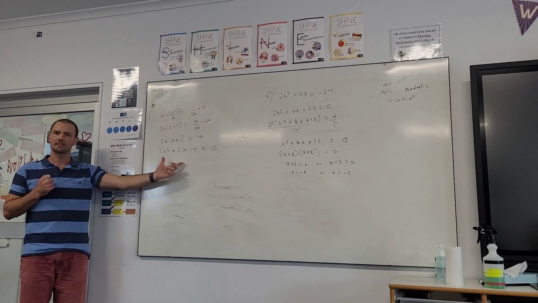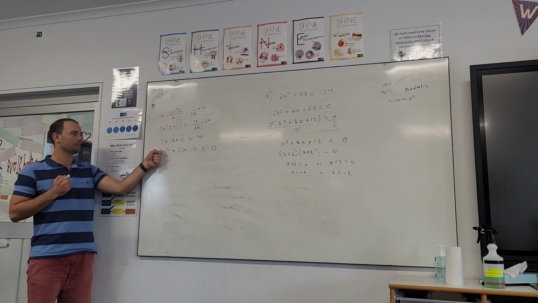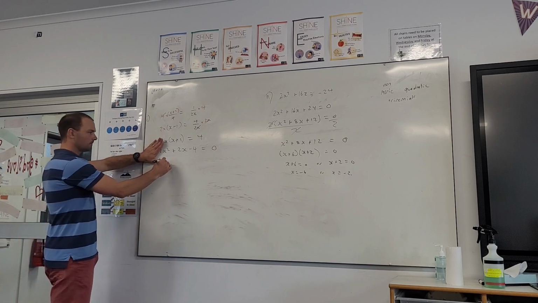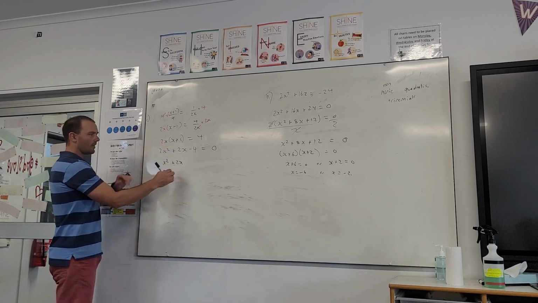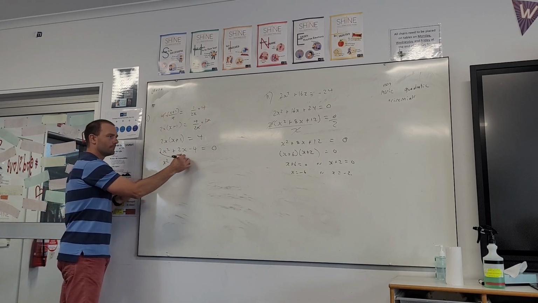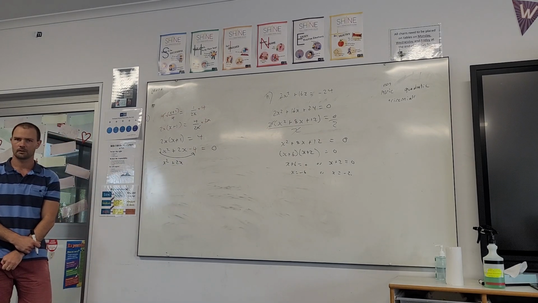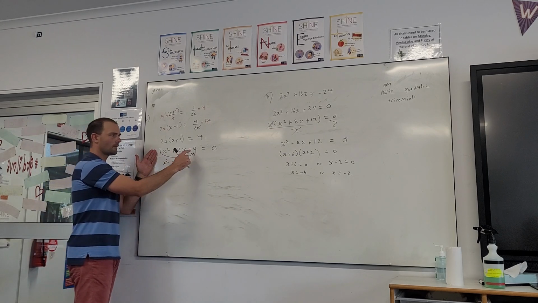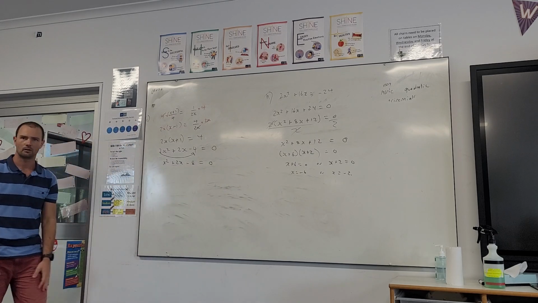When we're presented with a non-monic and we can't cancel this number at the front, what we're going to do is first just drop it. We drop it off, x squared plus 2x. And then whatever that number is, we're going to multiply this last term by it. So if I've dropped it off here and I'm going 2 times minus 4, that's going to be minus 8.